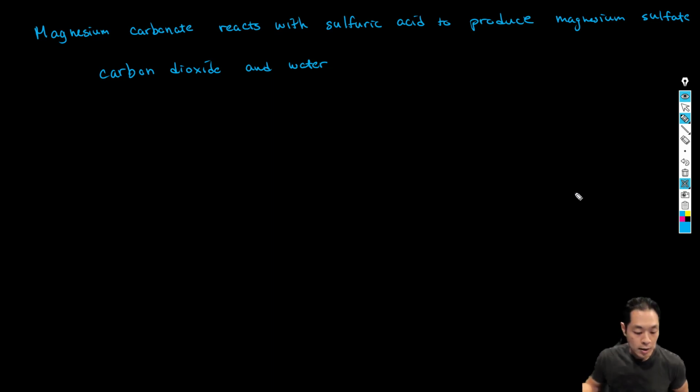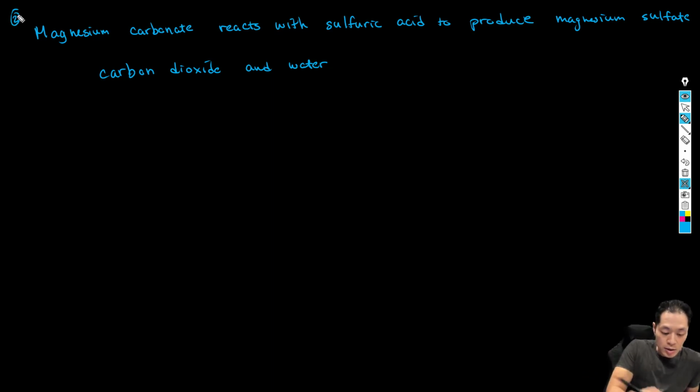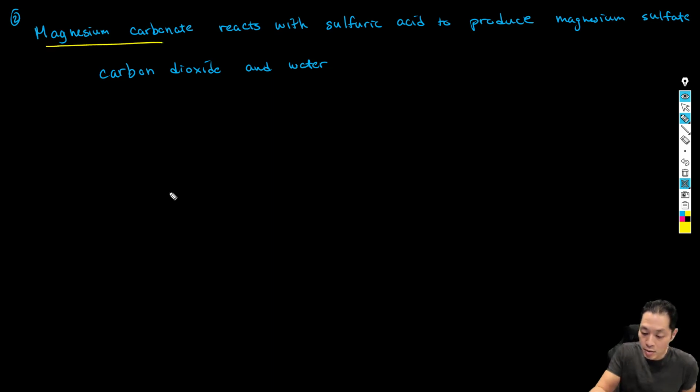For this one, which is number 2, it's much easier because in the end it's balanced. But I do want to go through the same kind of process with you guys. So once again, I'm going to underline all the things that are going to be either the reactants or products. You have magnesium carbonate, you have sulfuric acid, you have magnesium sulfate, carbon dioxide, and then finally water.